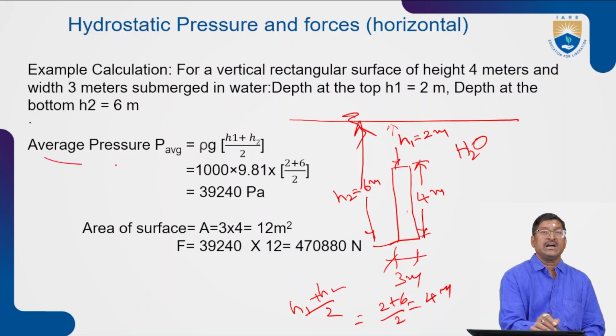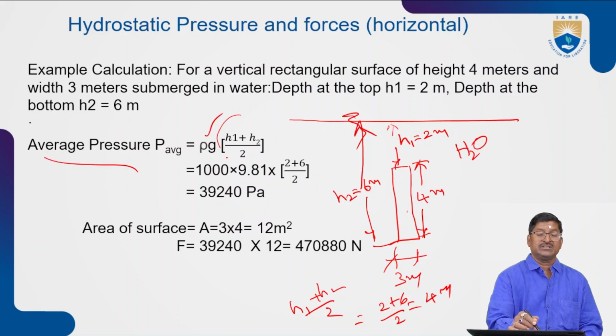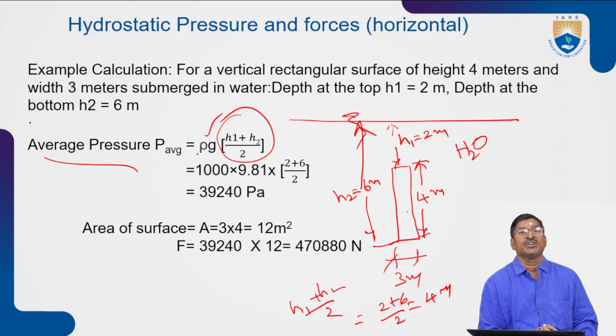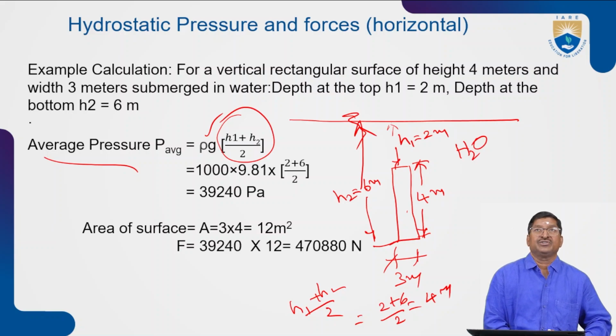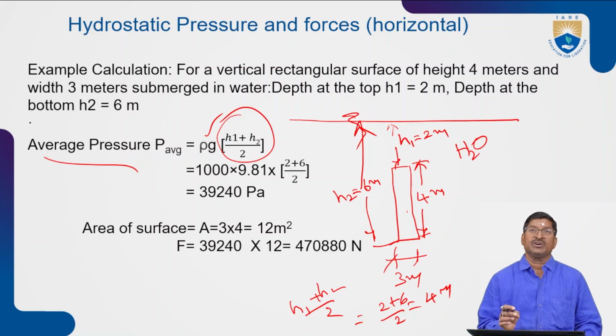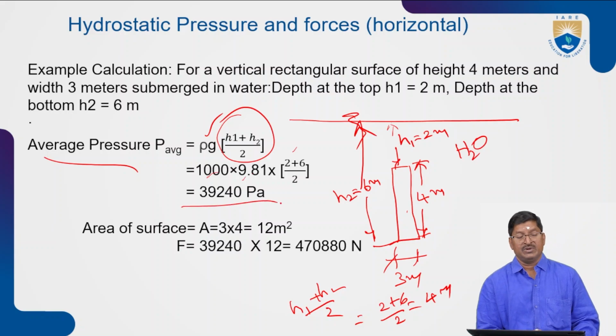So then average pressure, P average, is equal to rho g h, where h is the average height. Rho is the density of the fluid, water. g is the acceleration due to gravity, and h is the average h. H1 from the top is 2 meters, from the bottom it is 6 meters. So the average is (2 plus 6) by 2. So 1000, 9.81, (2 plus 6) by 2. You will get 39,240 pascals here.